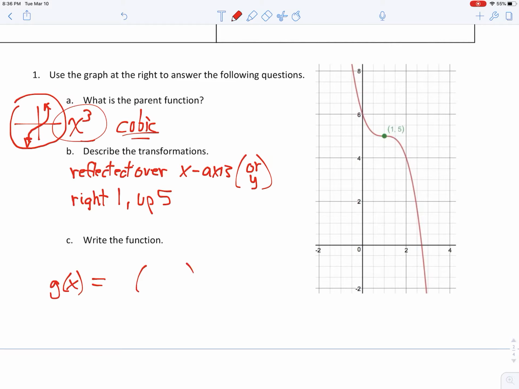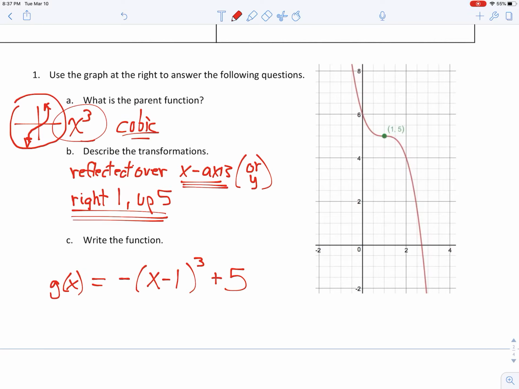I'm going to start with the bare bones. I know that it's going to be a cubic, so something is going to be cubed in there. And something is going to be reflected over the x-axis, so I'm going to put this negative sign on the outside of the function. Since that tells me that the y coordinates are flipping, I'm reflecting over the x-axis. Right 1 up 5. I want it to go right 1, so that actually means I'm going to subtract 1 on the inside of the argument and then up 5. Negative (x minus 1) cubed plus 5.